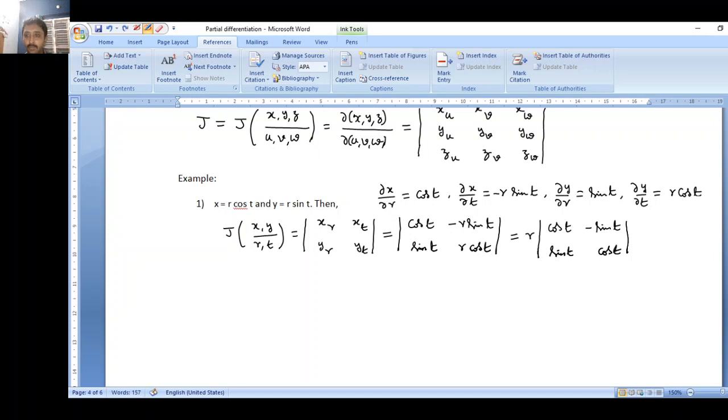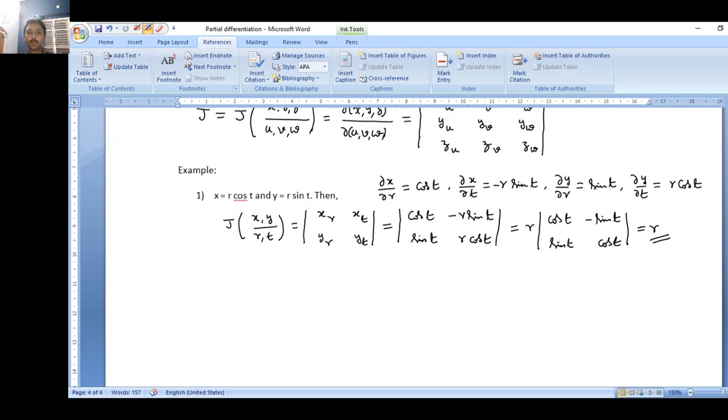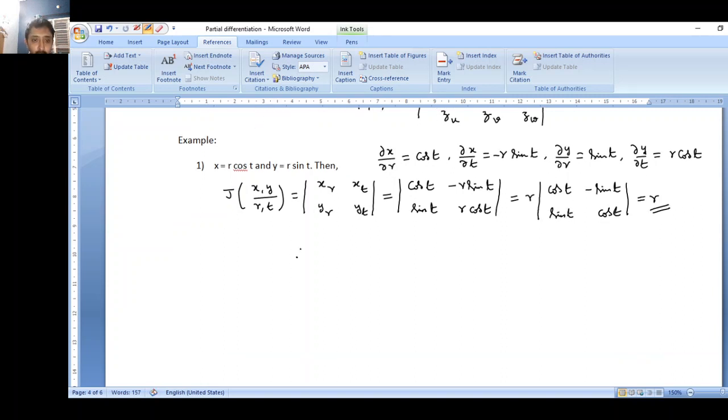r into cos square t plus sin square t, which is 1, so this will just be r. So to conclude, in this particular example, the Jacobian of x and y with respect to r and t is going to be r.